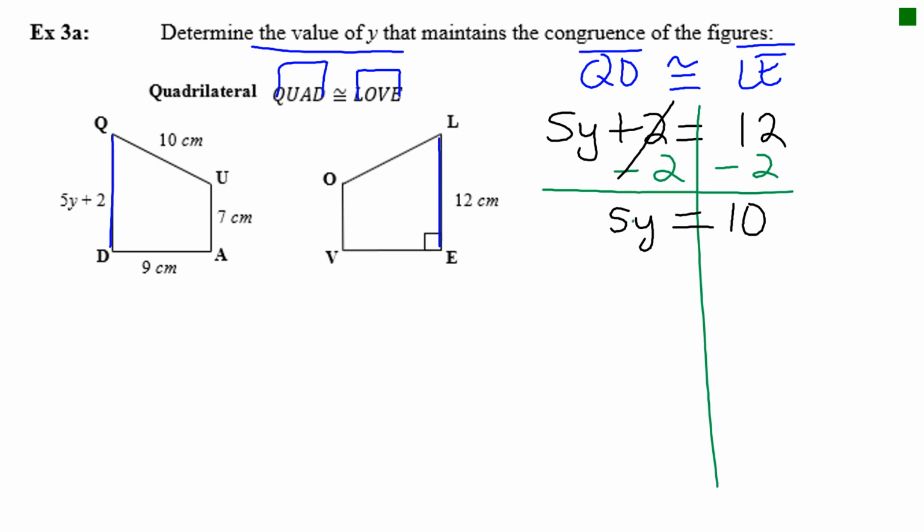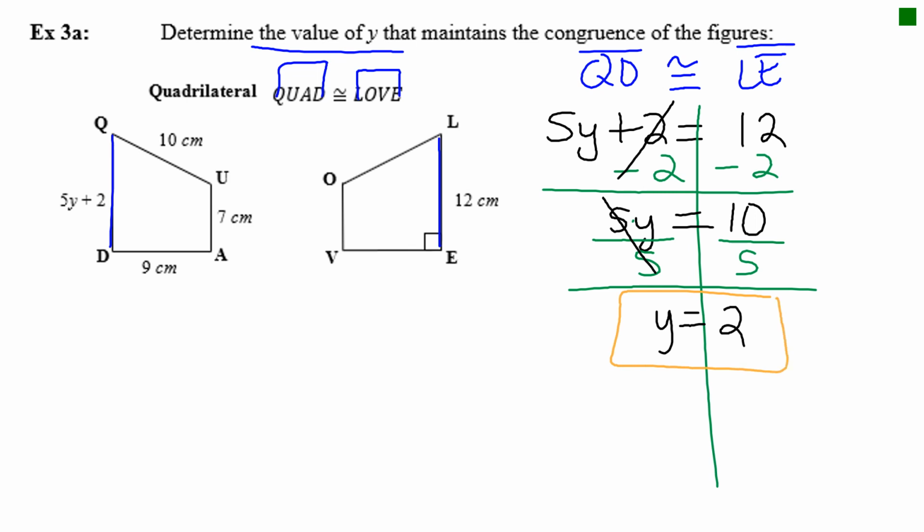5 and y next to each other like that means they're being multiplied. So to undo the multiplication by 5, we're going to divide both sides by 5. On my left, 5 divided by 5 is 1, so we say that it cancels out, bring down y. And then on the right, 10 divided by 5 is going to give us 2. Now, keep in mind, the directions were to determine the value of y, which we just did. y is equal to 2 is going to be our final answer.